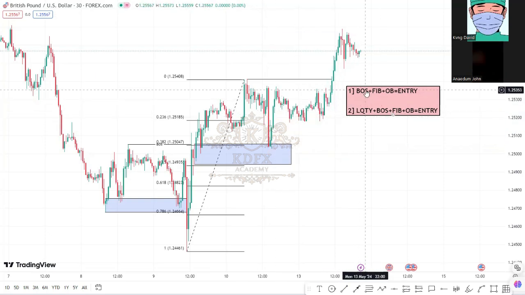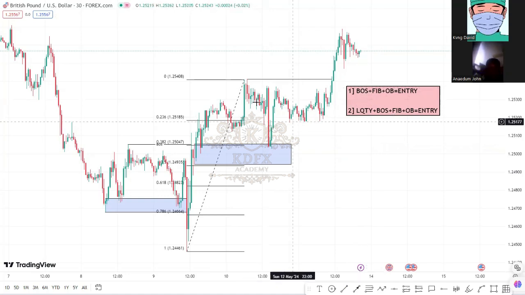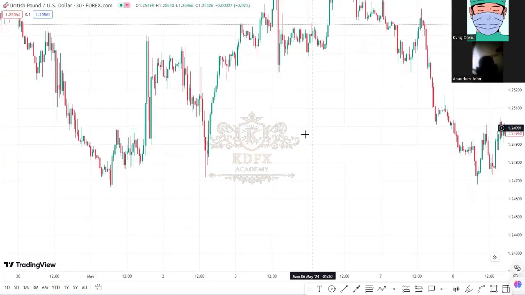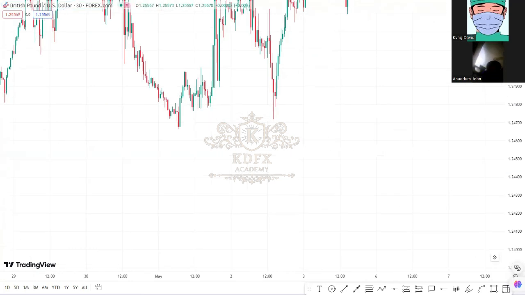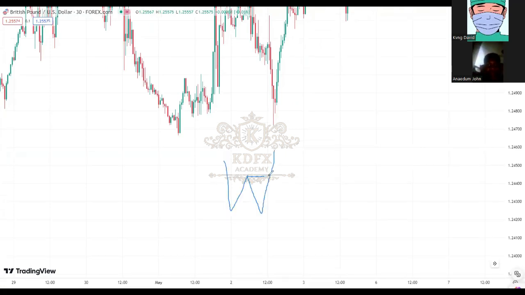So let me explain this first entry model now. You see the difference between these two. Let me explain this first entry model. First thing is BOS, the second thing is Fibonacci, and the third thing is the order block. So the first thing is BOS. This thing is called what? BOS. The second thing is Fibonacci, like checking the 61.8 level, and for example, this is the 61.8 level.